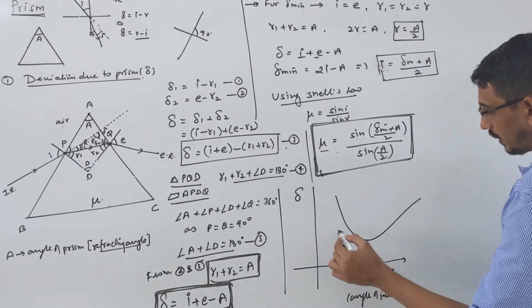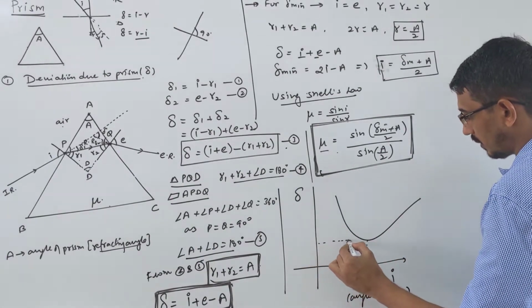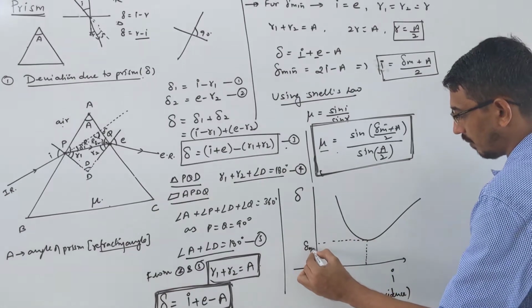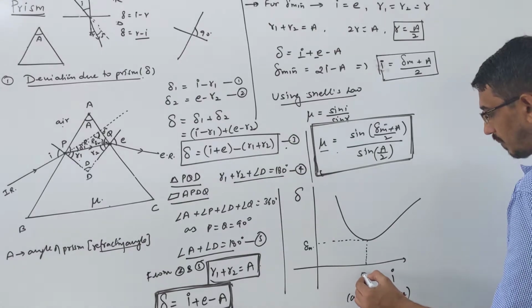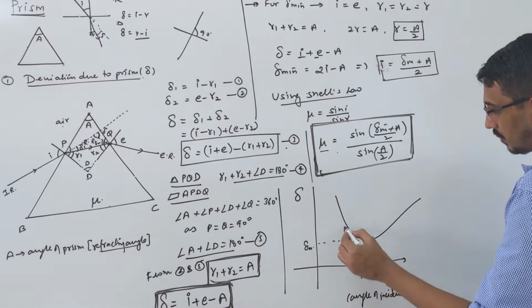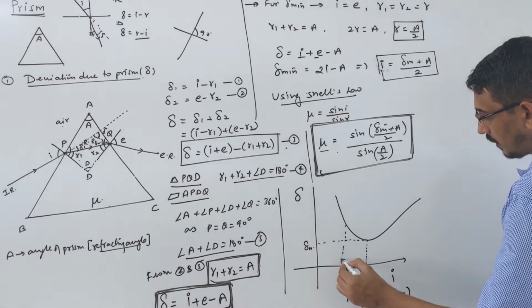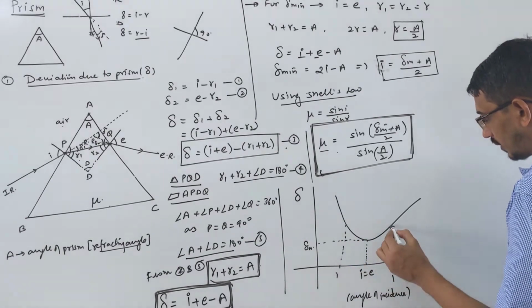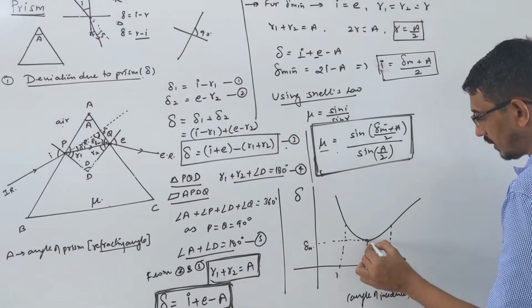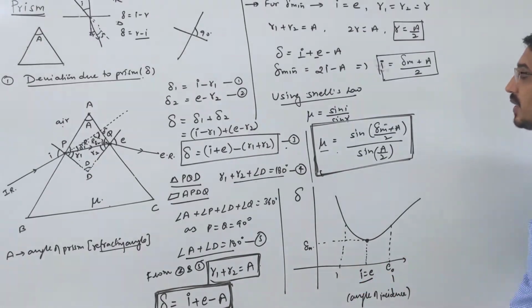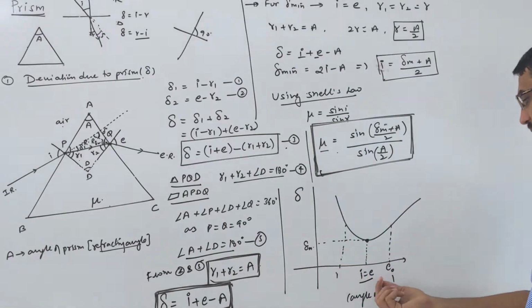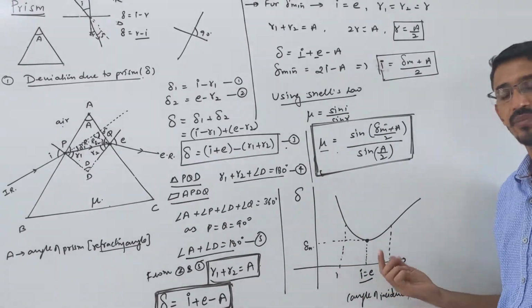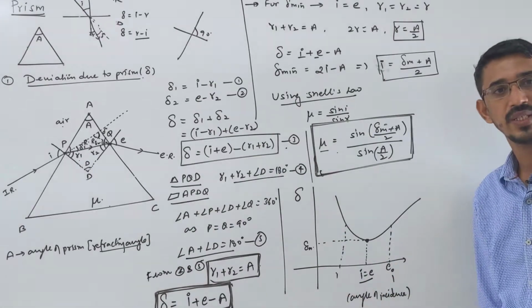So you see, at this point minimum deviation is happening. Let me draw lines. This is your delta minimum, delta m. At this point, angle of incidence i should be equal to angle of emergence e. So when the angle of incidence is equal to the angle of emergence, you get minimum deviation. This is the graph. If the angle of incidence is increasing or decreasing, in both cases your deviation will increase only, right?